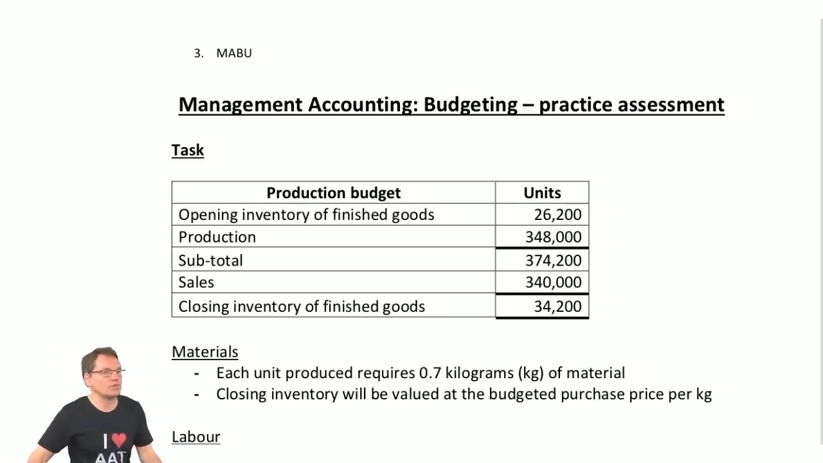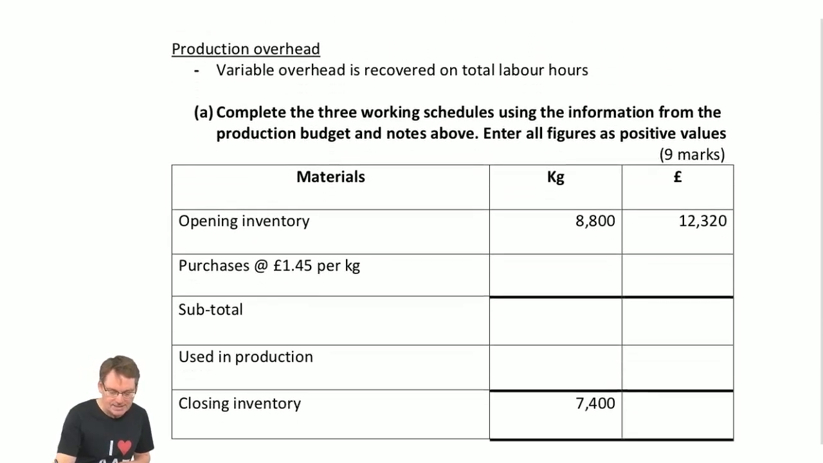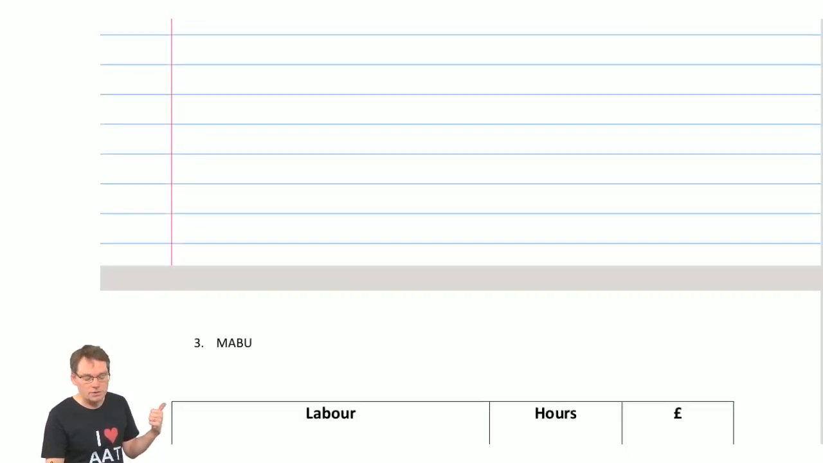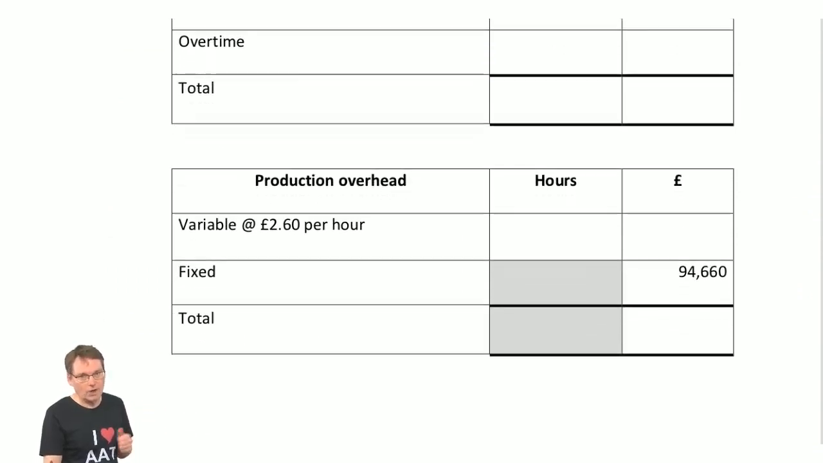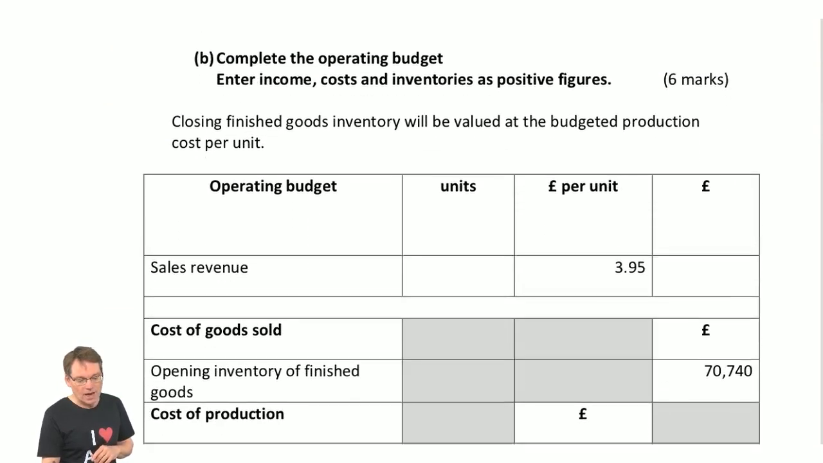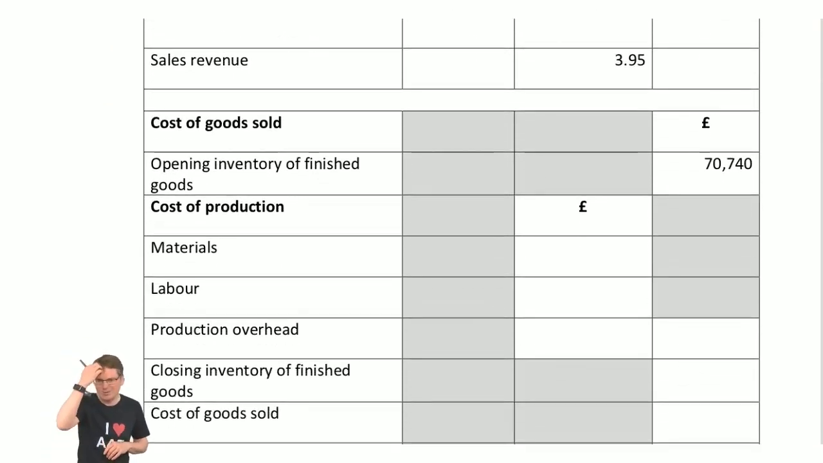So if you have the practice assessment in front of you, if you don't, worry because it's going to be on the screen. Let's have a look at the tasks that we're going to have. So first of all, what we are being asked to do is to complete a number of different working schedules. So we're going to look at materials, that's for my workings. We're going to look at labour and we're going to look at overheads. And then, once we have done that, we're going to complete an operating budget. We will see how far we get with the operating budget.